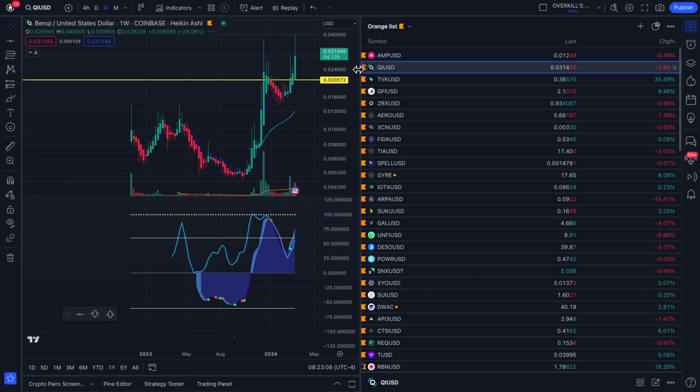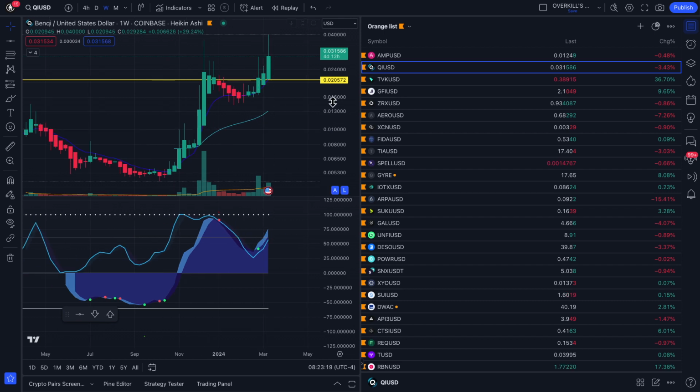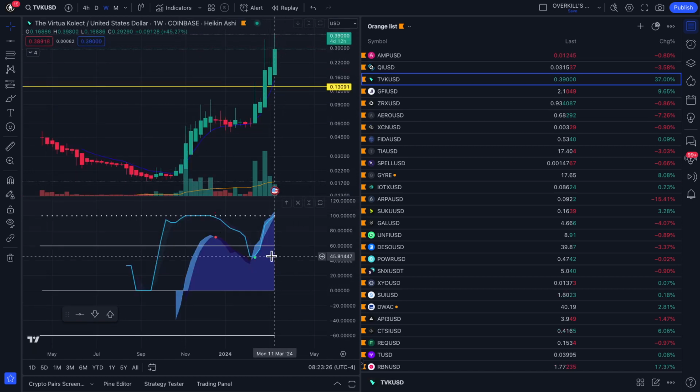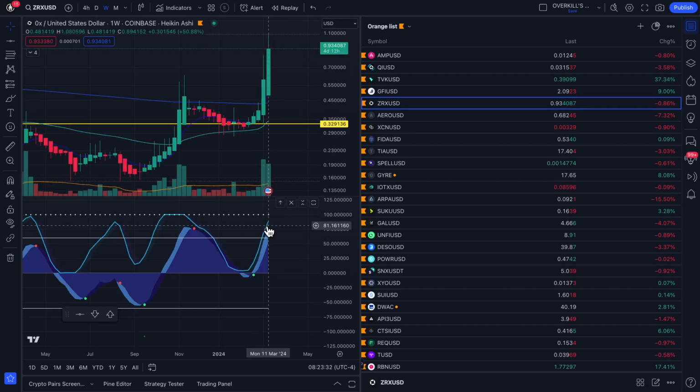So here's QI. QI's got some room to run. We called this thing out a couple weeks ago as well. I mean, folks, we're just absolutely banging out on some of these trades. I know a few of you got in on this, but I'm still holding, because the stochastic is nowhere near that dotted line there. Here's TVK, profit taken on that one. GFI, this one's a hold. Got some more room to run. Not looking to buy right now. This one's a hold here.